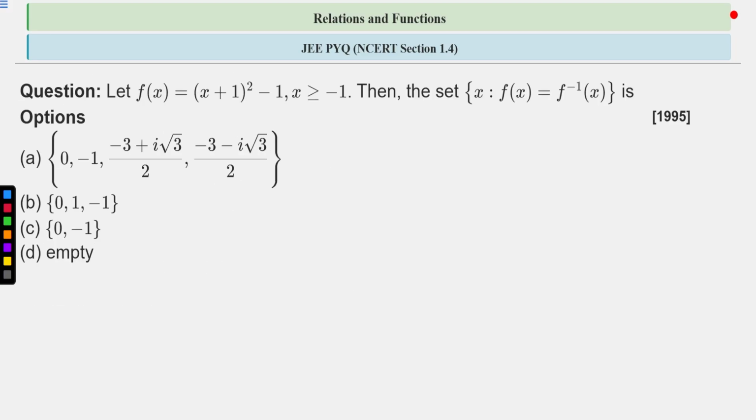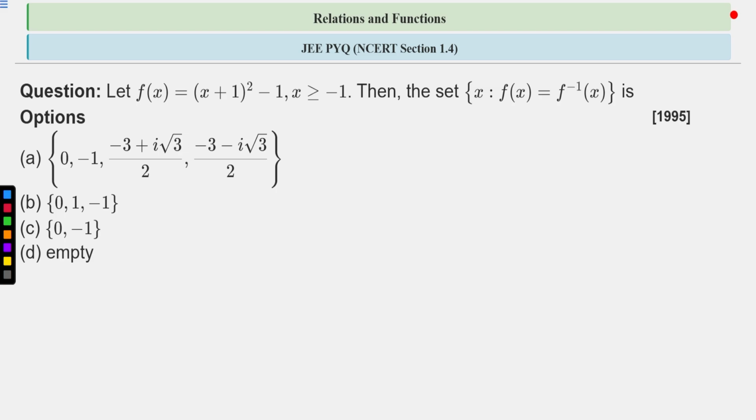Okay, so let us move to the next question. This question says: let f(x) = (x+1)² − 1 when x ≥ −1, then the set of x such that f(x) = f⁻¹(x) is. Which of the following options will be correct? We basically have to find the set of x such that f(x) equals f inverse x. The options are: A, 0, 1, (−3 + i√3)/2 and (−3 − i√3)/2. Option B is 0, 1, −1. Option C is 0, −1. And option D is the empty set.